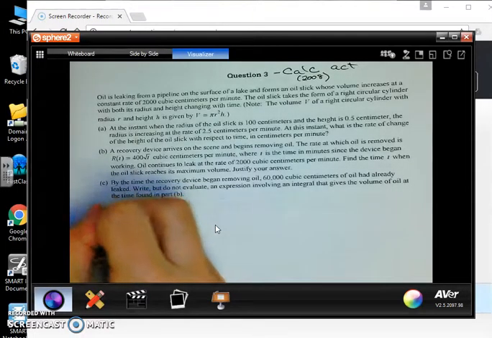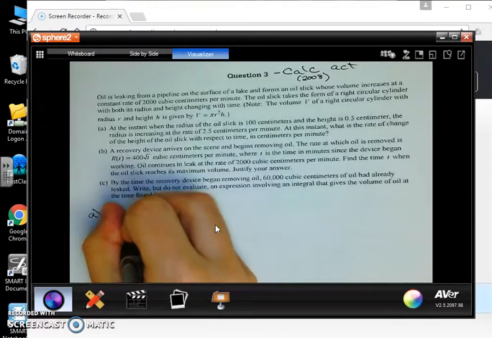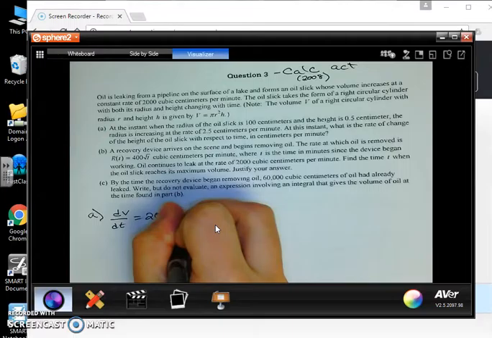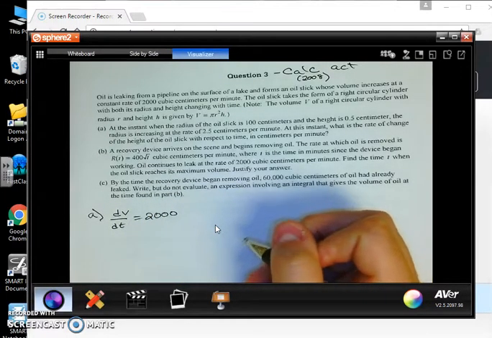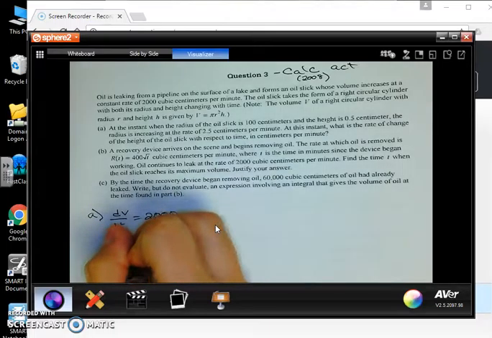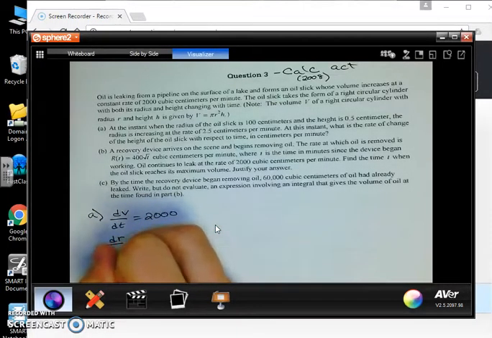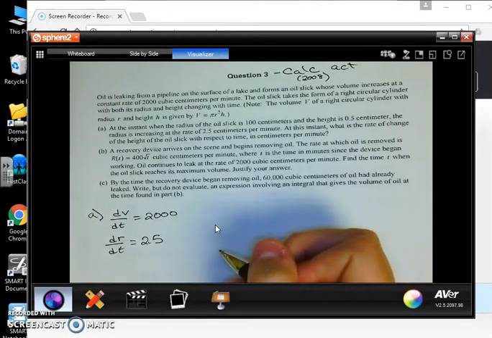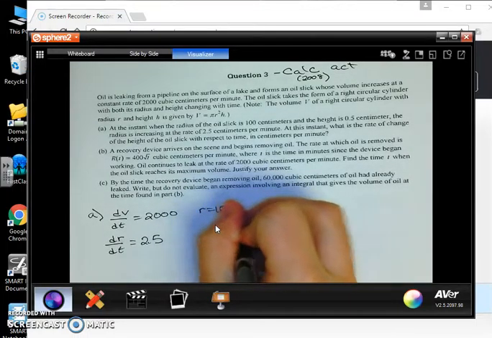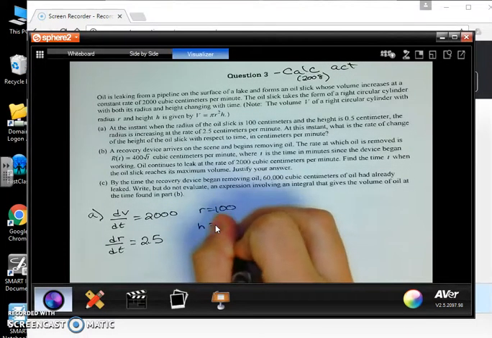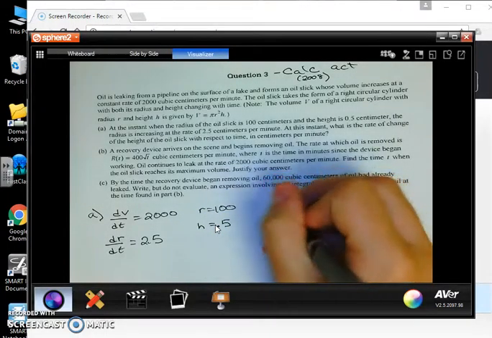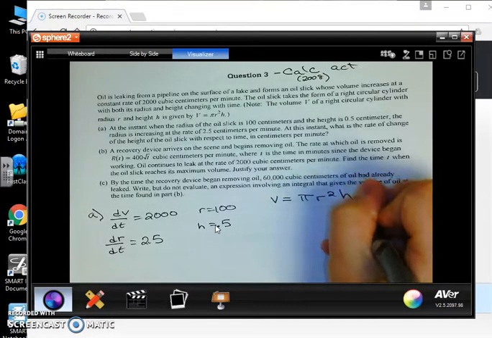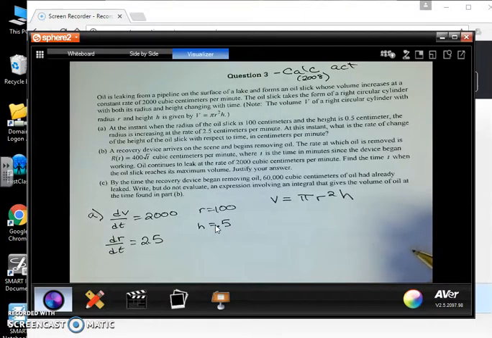Okay, so the first thing I would probably do for this is write down all the stuff that I know. So for part A, I have the change in volume over time. That equals 2,000, and that's cubic centimeters per minute. I also have that the change in radius over time is 2.5. Okay, and I have that R equals 100, H equals 0.5. And then they did give me the volume formula. So sometimes they give you the formula, sometimes they don't. I think sometimes it depends on how complicated the formula is.